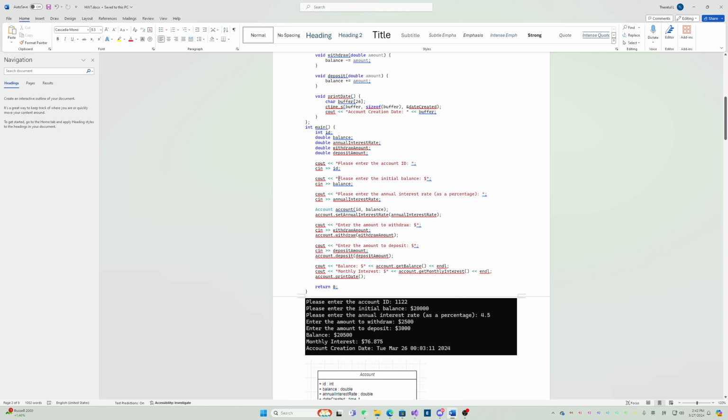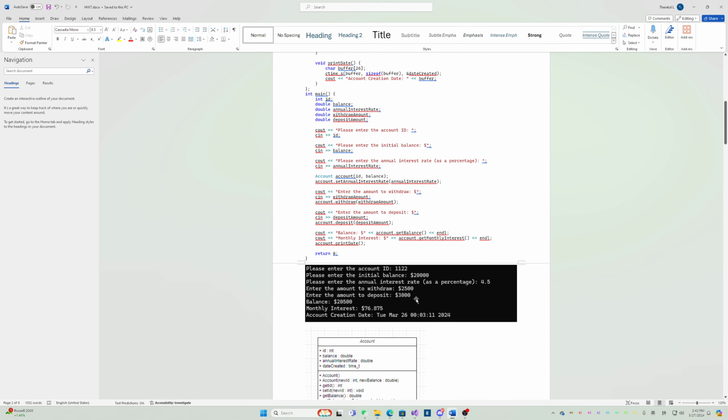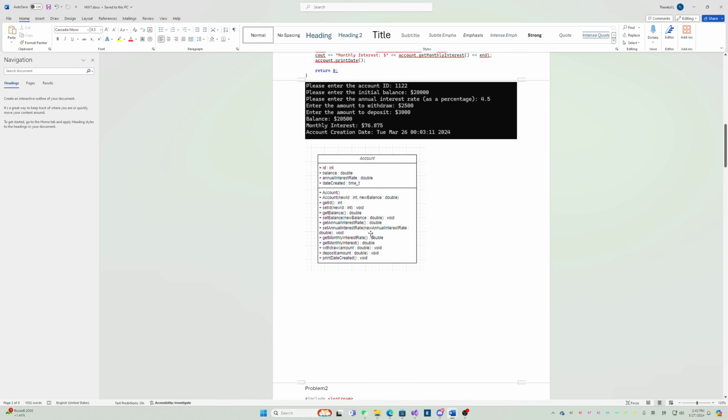Here the main function is pretty straightforward. We got all the information including the deposit and the balance, and then we can get the monthly interest, and here we output the date. And this is the UML graph, and here are the attributes, and here are the methods that we use.